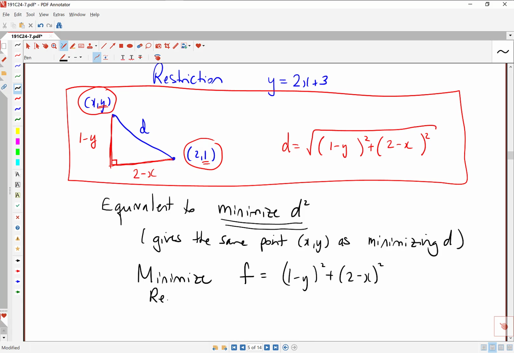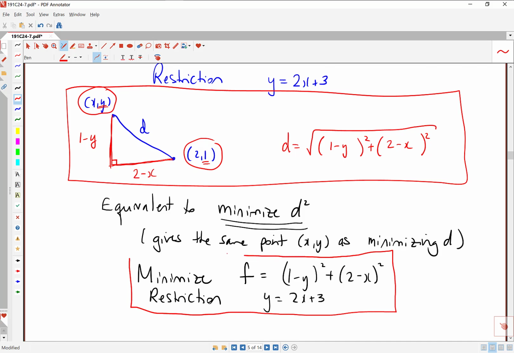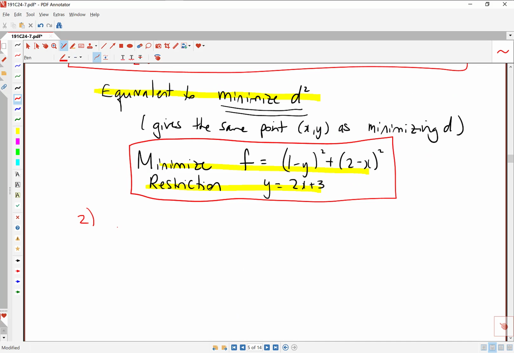Okay, and then I'll write down our restriction as well. The restriction was that y is going to equal 2x plus 3. So this is where we are at the end of step 1. So now step 2, we want to turn this into a single variable problem. So the idea is that you use the restriction, which is that y equals 2x plus 3.